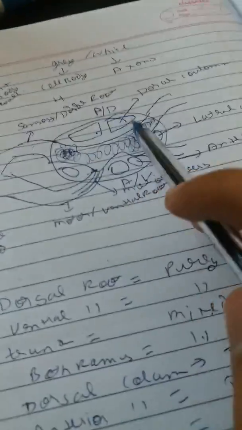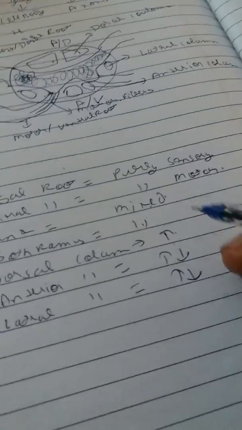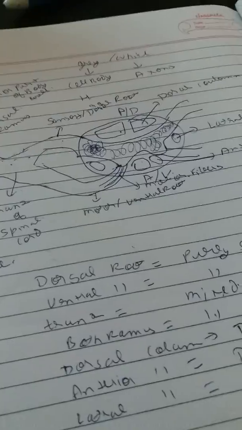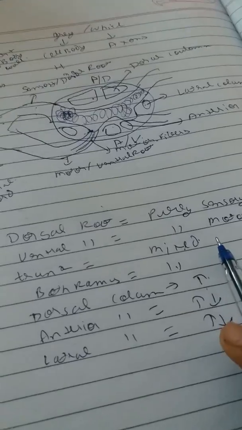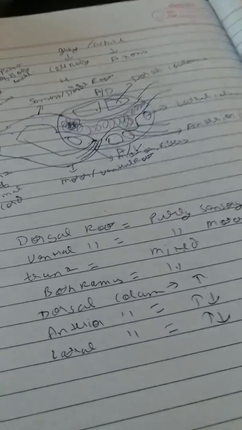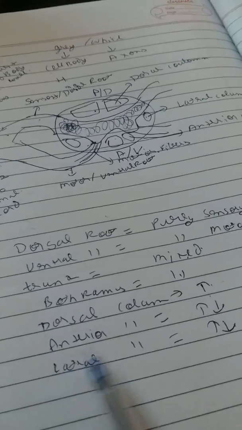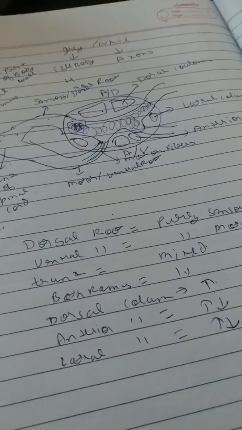Columns. The columns contain the tracts. Tracts are basically bundles of axons which go upside or downside. The bundle of axons which go from the lower level of the central nervous system to the higher level are known as the ascending tracts. And the bundle of axons which go from the high level of the central nervous system to the low level are known as the descending tracts. So the dorsal column has only the ascending tract. The anterior column has the ascending and descending tracts, and the lateral column has the ascending and the descending tracts.